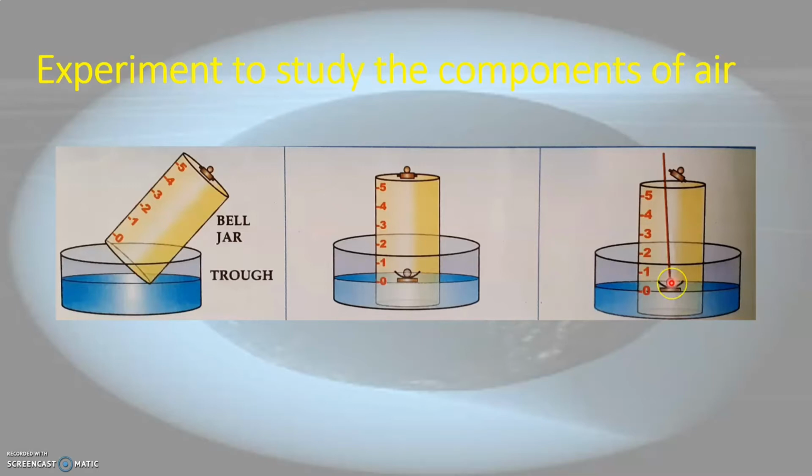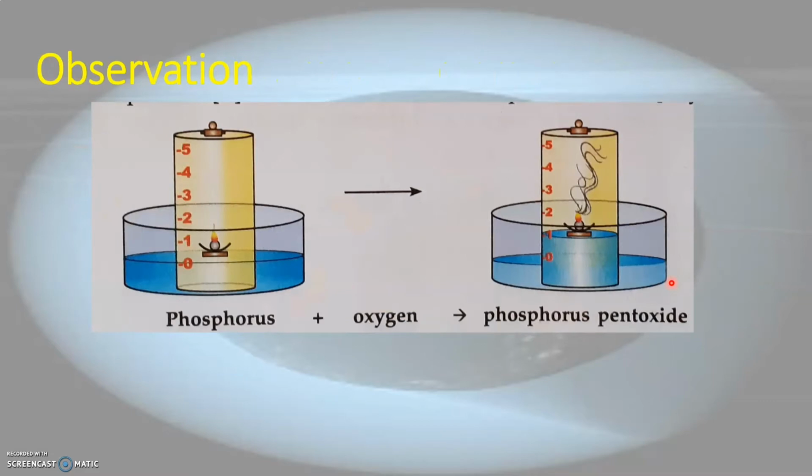Now as phosphorus is ignited, after some time we observe that there are dense white fumes that are formed in this bell jar. We also observe that the level of water has risen up. So there are two observations that we have noted. One is that there are dense white fumes formed in this bell jar, and we also observe that the level of water has increased.